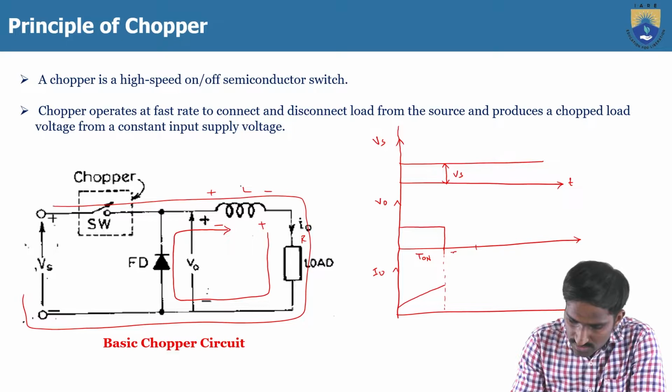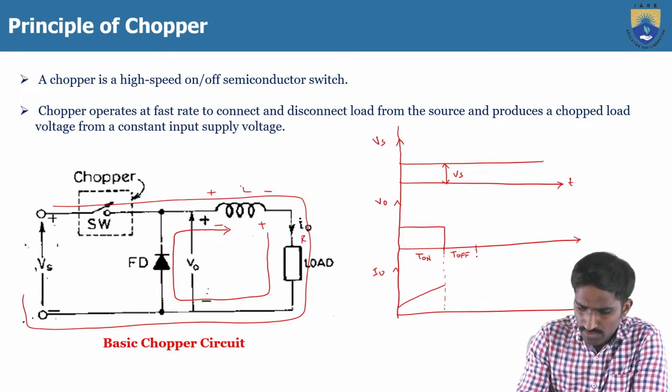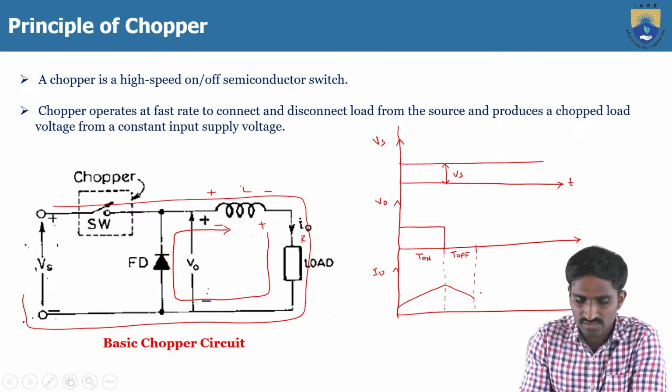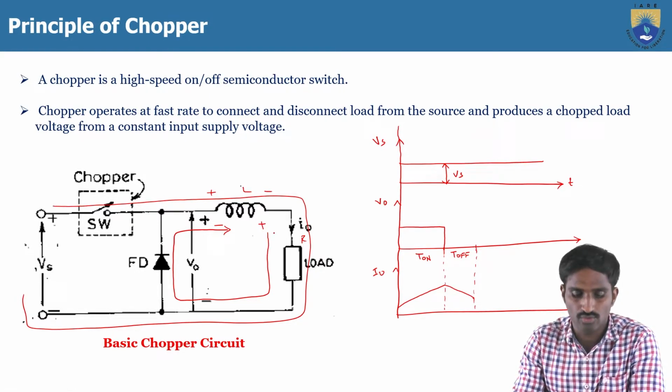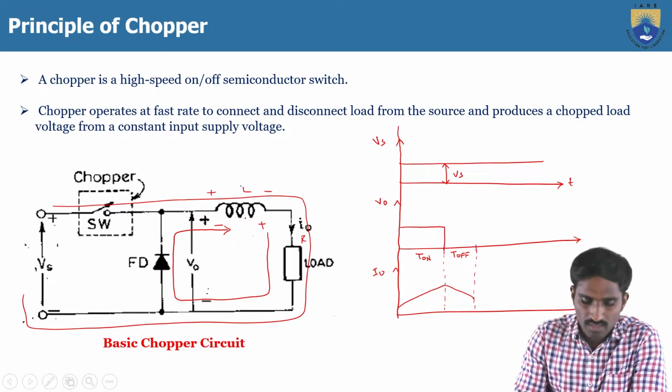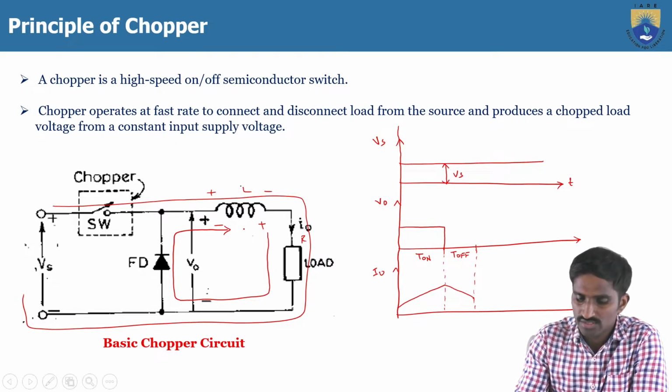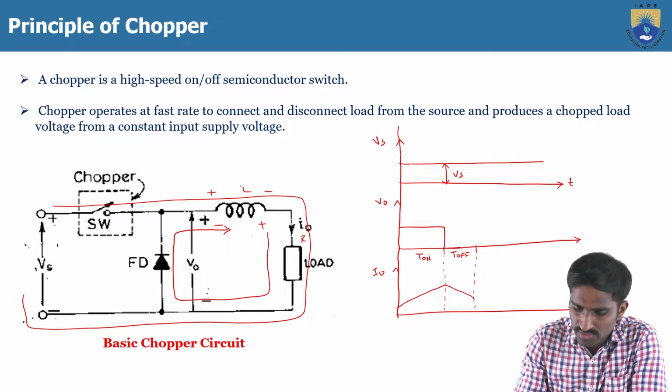Let me consider this is T off. During this period the current is gradually decreasing, because a small amount of current will flow through the load because of the inductor. But the output voltage is zero, because the freewheeling diode makes a short circuit across the load. So that's why the output voltage is zero.